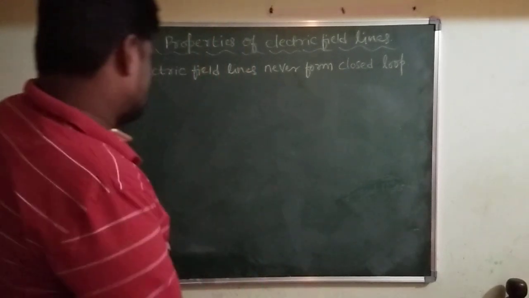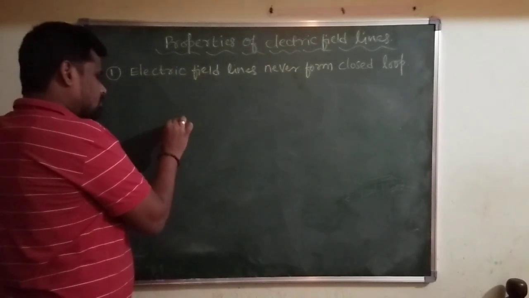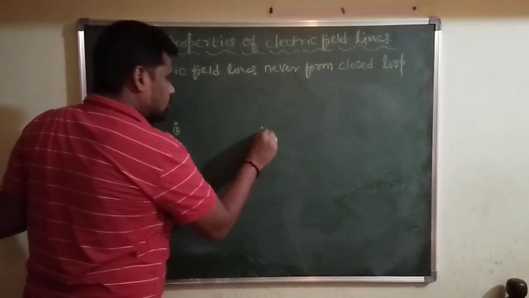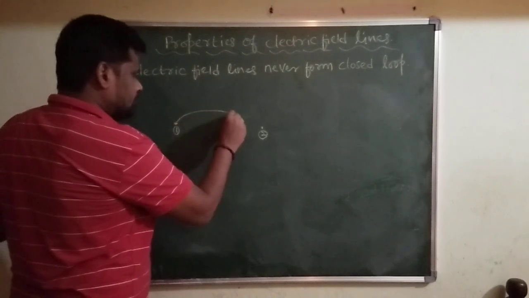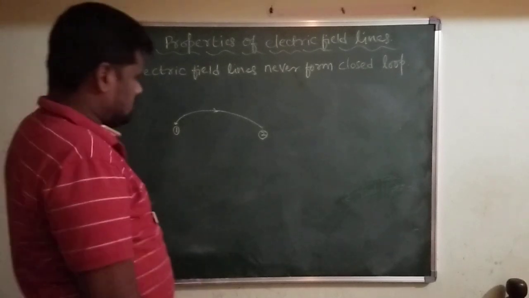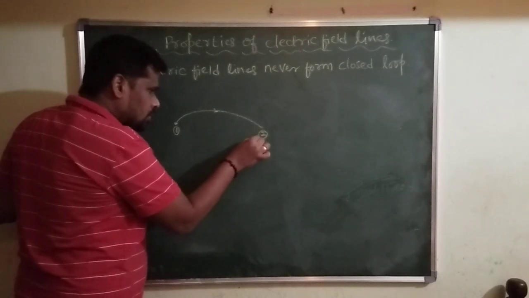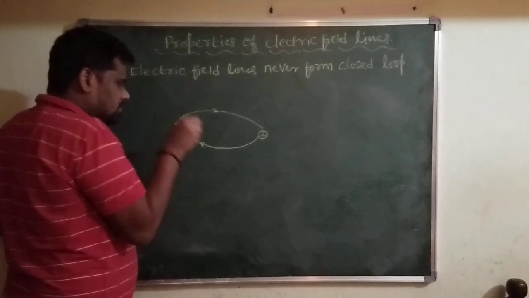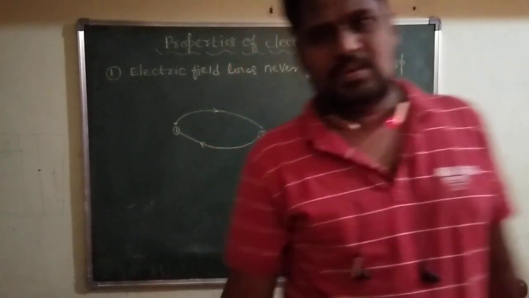Closed loop means, for example, a line which starts from point 1, then it will end with what? Point 2. A line which starts from point 1 like this, then ends with point 2. Simultaneously, the same line should start from point 2, then end with point 1. If this happens, it is called a closed loop.